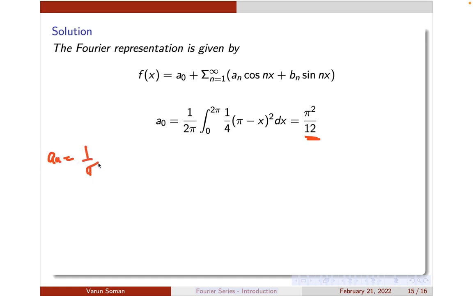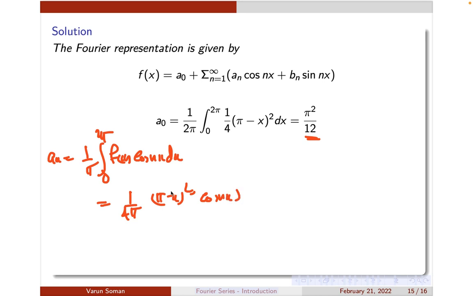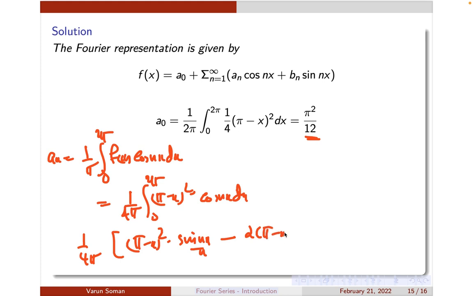The formula is 1 by pi integral 0 to 2 pi, f of x into cos nx dx. So this is actually equal to 1 by pi into 1 by 4 pi into (pi minus x) the whole square into cos nx dx, integral from 0 to 2 pi. Apply the integration by parts. So it is 1 by 4 pi into (pi minus x) the whole square into integral of cos nx, which is sin nx by n, minus 2 into (pi minus x) into minus 1. Okay, derivative of this quantity, it will be cos nx by n square.